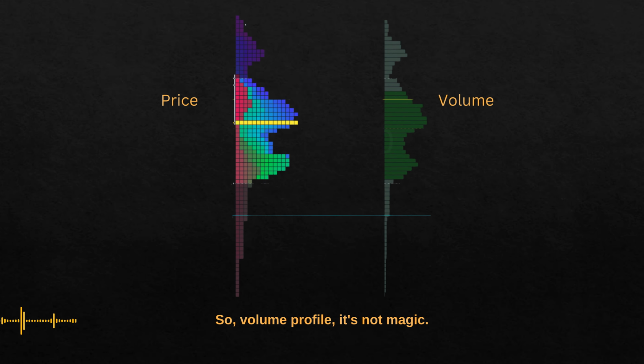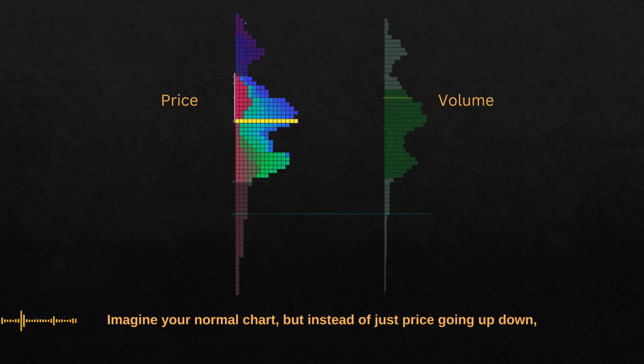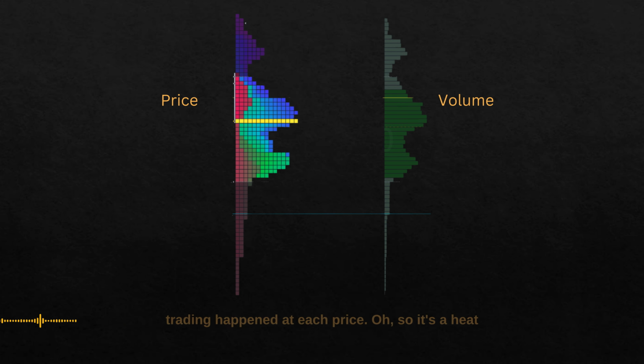So volume profile is not magic. It's just visualizing data in a way that normal price charts don't. Imagine your normal chart, but instead of just price going up and down, you see a histogram showing you where most of the trading happened at each price. So it's like a heat map of where the action was hottest. Exactly. And that hottest spot, the price with the most trading activity, is called the volume point of control, or VPOC.